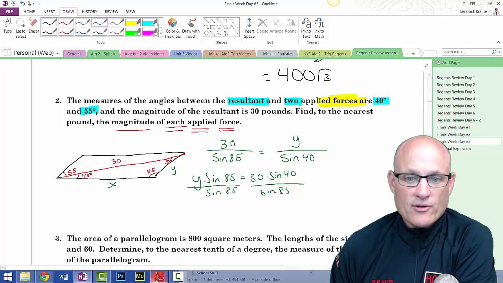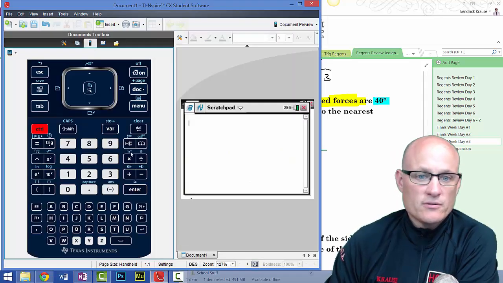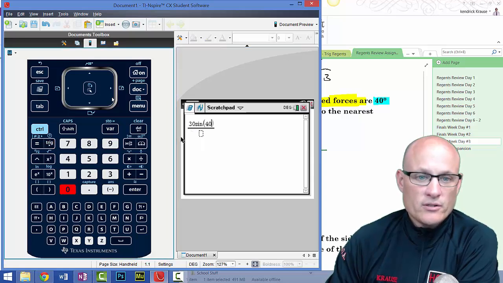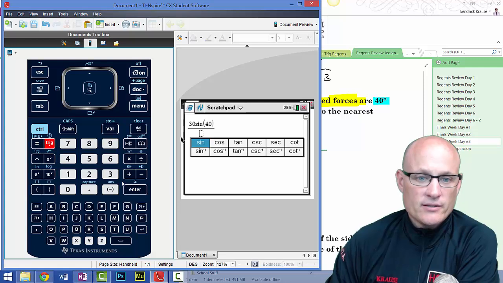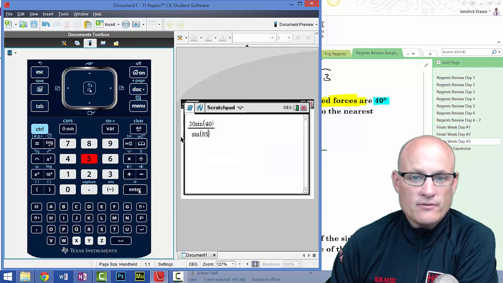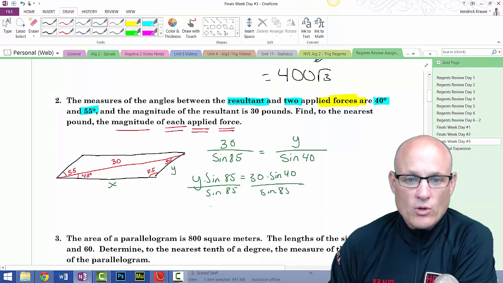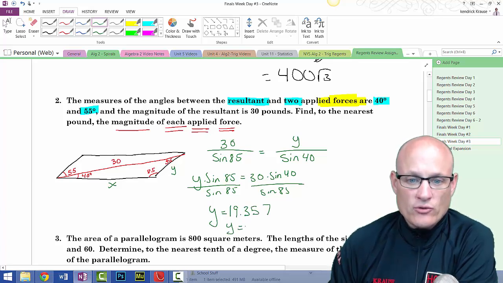So, I grab that 30 sine 40 over the sine of 85. 19.357. So y equals 19.357. Nearest pound, y equals 19. Don't have to put units.